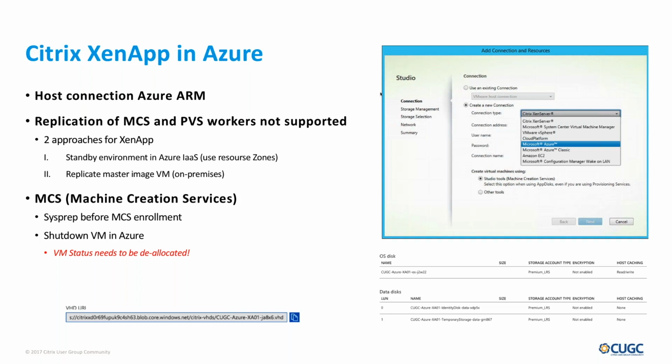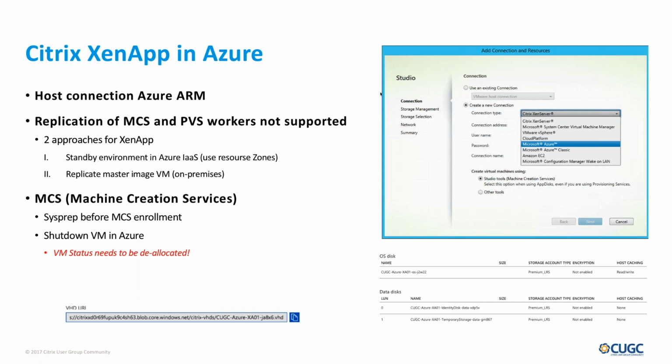And you also need to be sure that you sysprep the machine just before you replicate it in the on-premise environment. And before you create the machine catalog, make sure that your shutdown status in Azure is deallocated. Otherwise, your deployment will crash and fail.